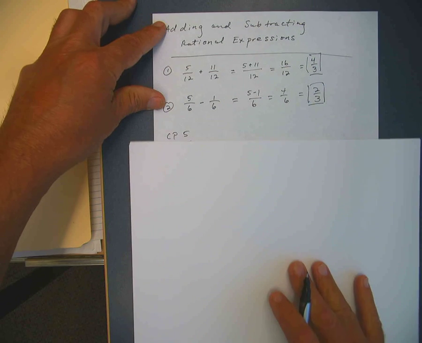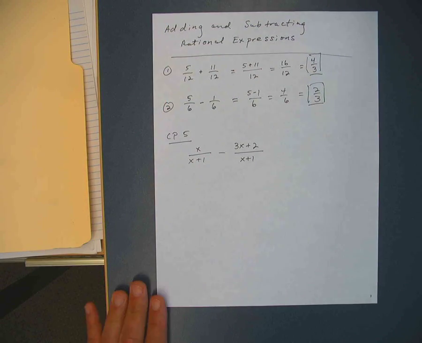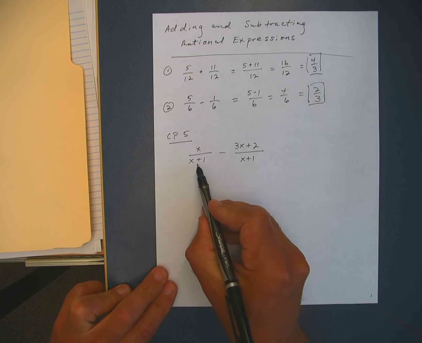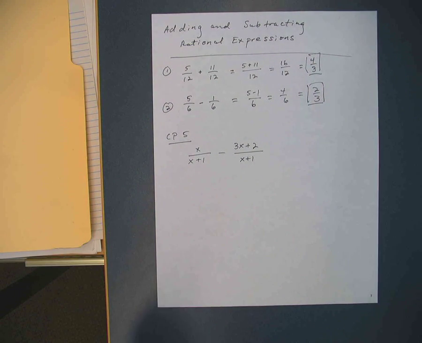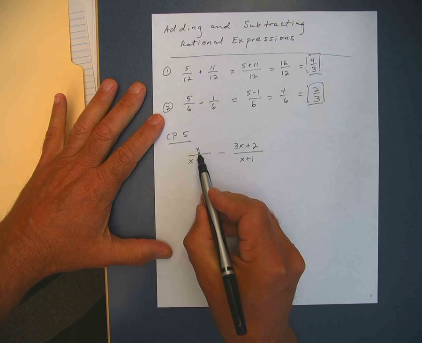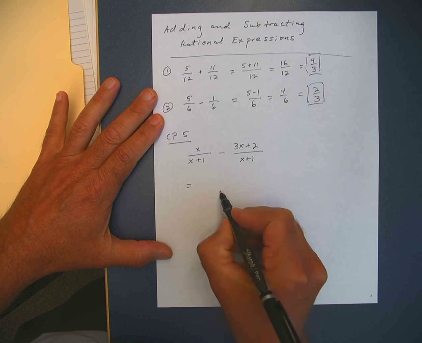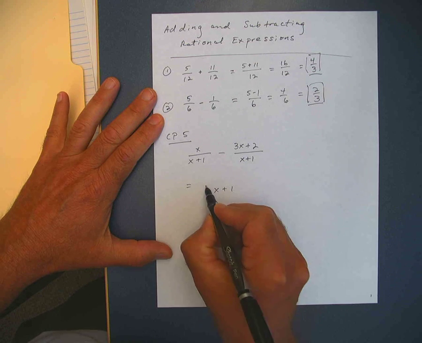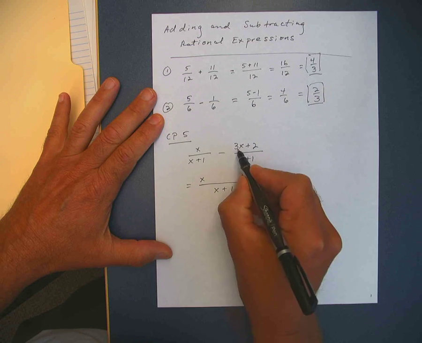Let's take an example with rational expressions that are a little more involved. Here we have, they both have a denominator of x plus 1, so we don't have to worry about changing the denominator. So we'll just take this numerator and subtract that one. So I want to write this as one fraction with a denominator of x plus 1. I'll take this numerator x, and then I want to subtract that numerator.